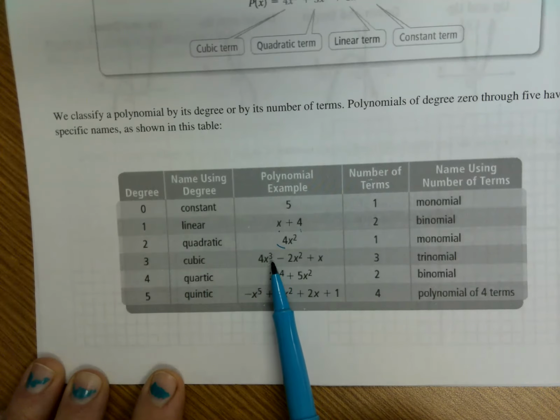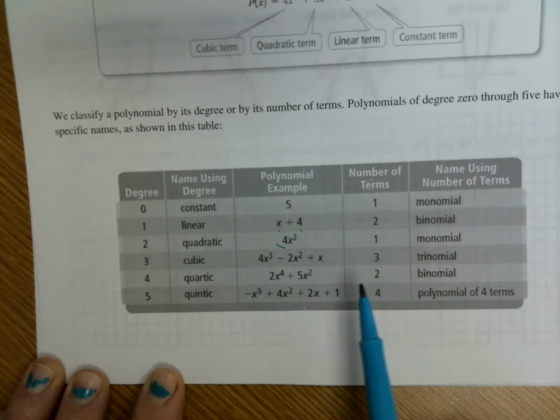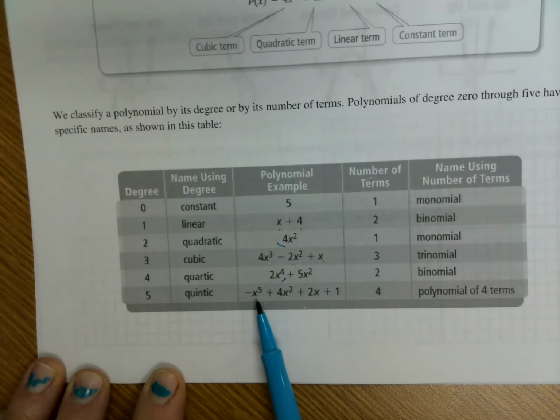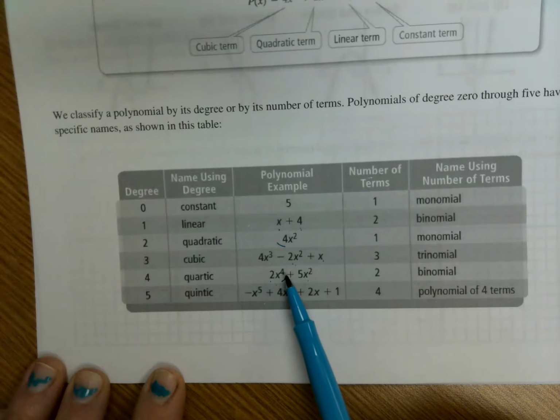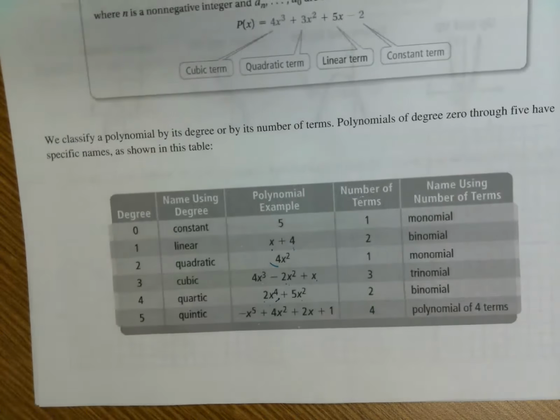Here, this is cubic because my degree is 3, and there are 3 terms, so that's a trinomial. This is quartic because my degree is 4, and this would be a binomial. And this is quintic because my degree here is 5. Again, my degree is my highest exponent. It does not matter about what's behind it. It's about the highest exponent there.